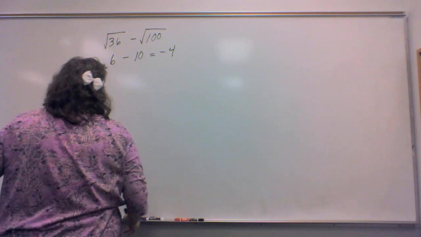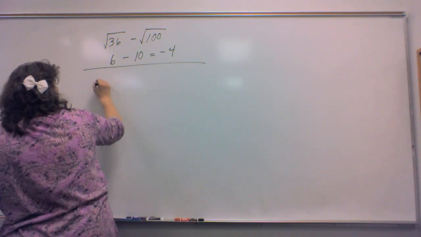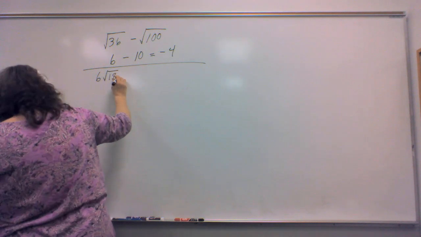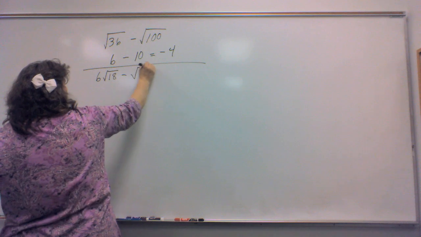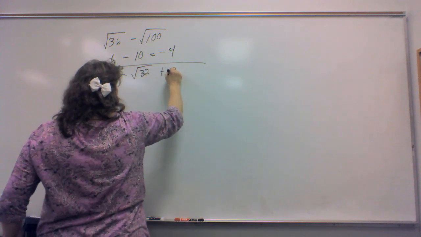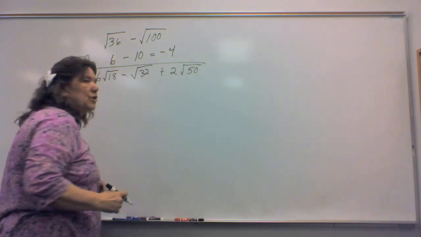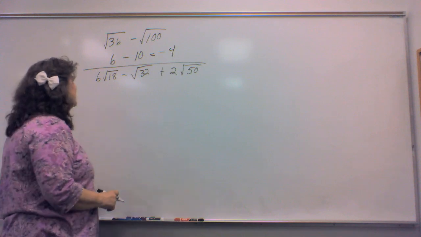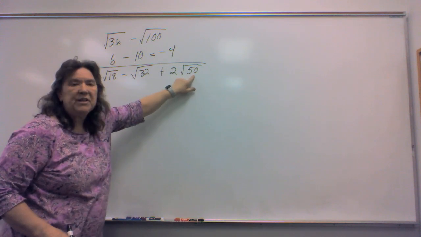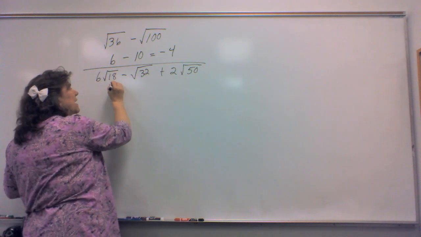So now let's look at one more complex. 6 times the square root of 18 minus the square root of 32 and plus 2 times the square root of 50. As you see, we're going to make you use all your simplifying skills on this. 18, 32, and 50 are not like terms. But let's simplify and see what they do come out.